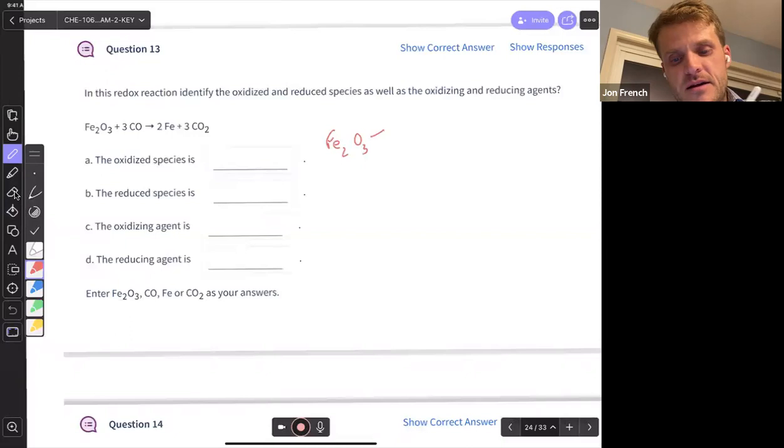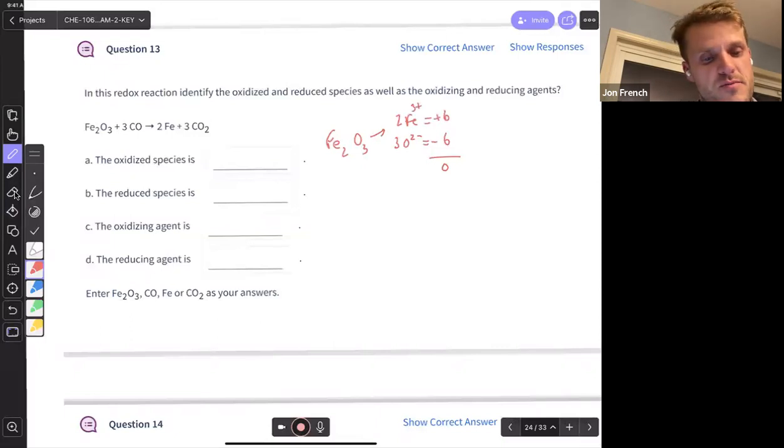In iron 3 oxide, I've got 2 irons, I've got 3 oxygens. Oxygen's always -2, so that's -6 charge on the oxygen. The whole thing is neutral, so that means I need to have +6 from the iron. So iron needs to be 3+. Iron is 3+ here, oxygen's 2-. As a solid, iron is 0 over here.